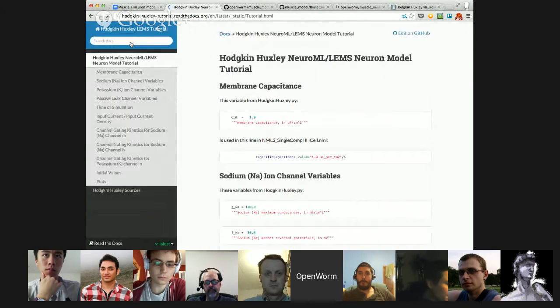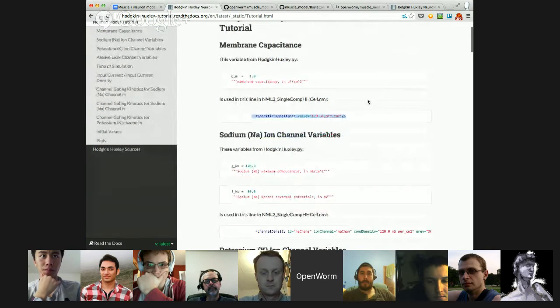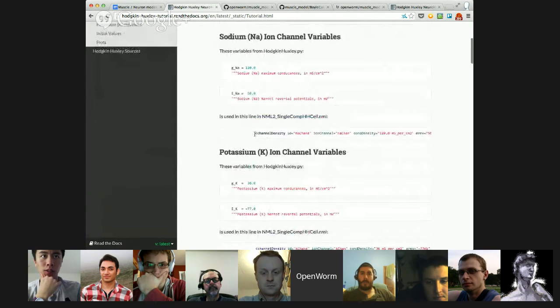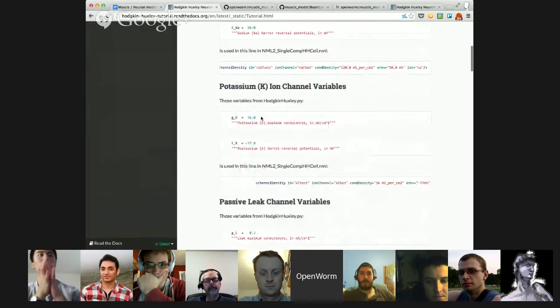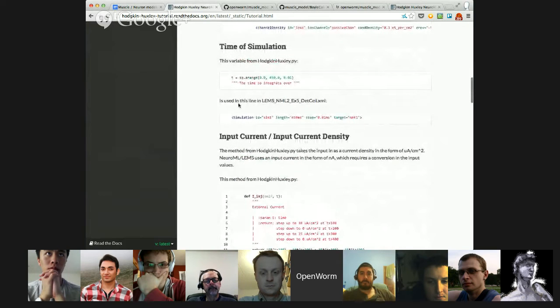What Joe has done is go line by line, comparing those files together to show you that this thing in Python is this thing in NeuroML2. These parameters in Python are over here on this line of the NeuroML2 file, going back and forth. I think he's done a nice job of showing you where those pieces are.